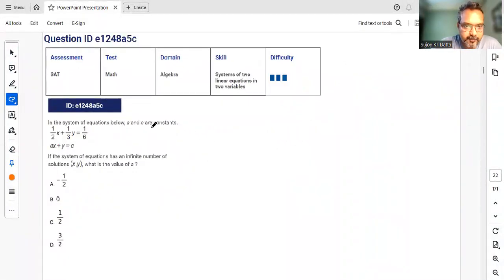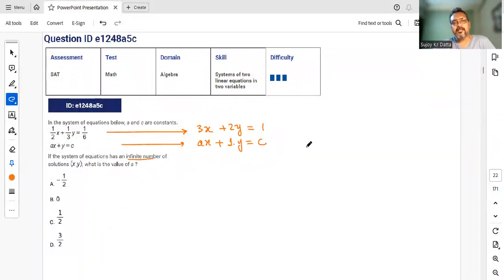In the system of equations below, A and C are constants. So you have an equation here. First of all, let's get rid of these fractions. Straight away, when you see any fraction-based equations, let's get rid of it. Multiply throughout by 6. That will do the trick. So half of x times 6 would be 3x plus 2y equals 1. And this one is ax plus 1y equals c.